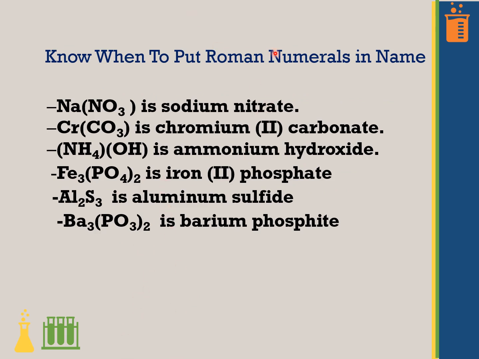Again, make sure you know that we put Roman numerals in the name only if it's a family B cation. And when we name these polyatomic ions, don't name the elements in parentheses. This is just a group. And then we pull up a table to know the name of the group.